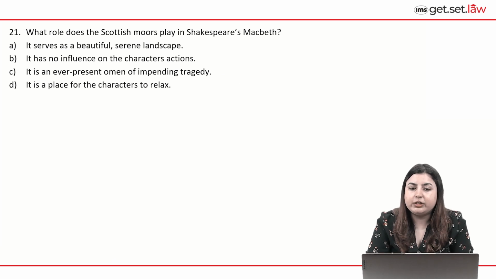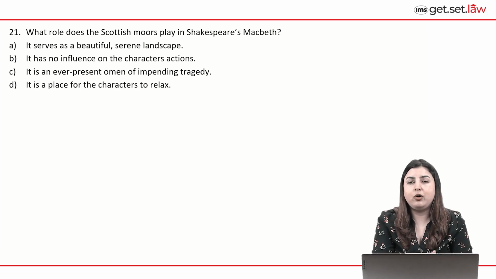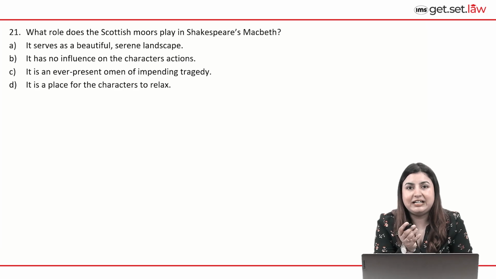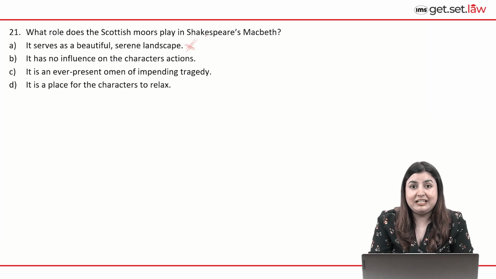What role does the Scottish Moors play in Shakespeare's Macbeth? So without even looking at the options, and this is something I did discuss, the Scottish Moors here indicate something very foreboding, very ominous and very airy. So these were some of the adjectives through which we know that for us to choose an option to answer this question, the option should contain words to that effect, right? Look at option A. It serves as a beautiful, serene landscape. Now this runs contrary. It's very foreboding, ominous, airy, weird.